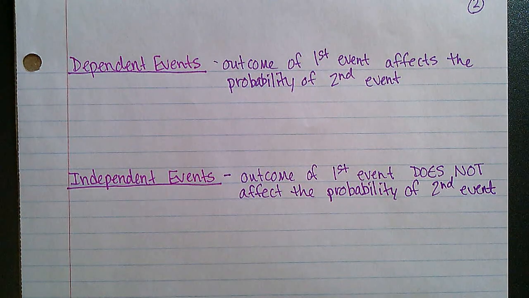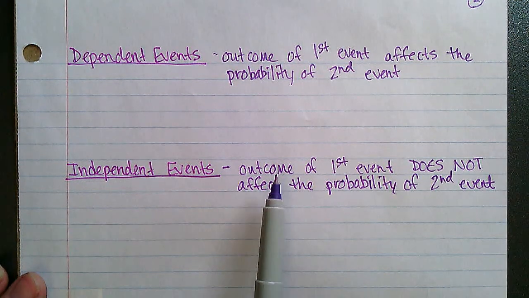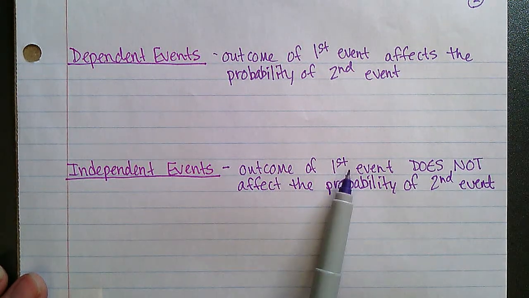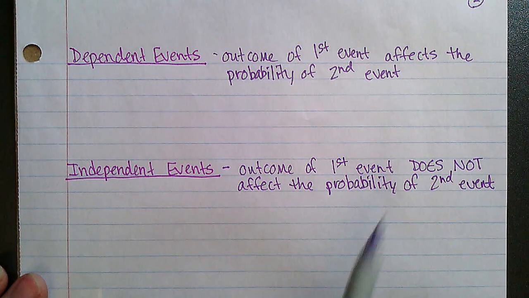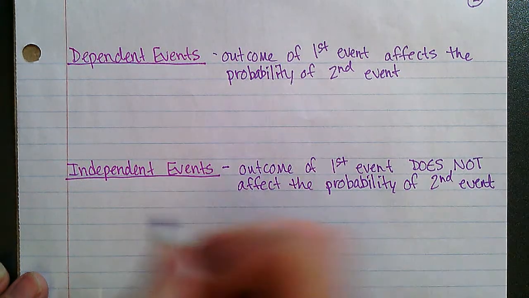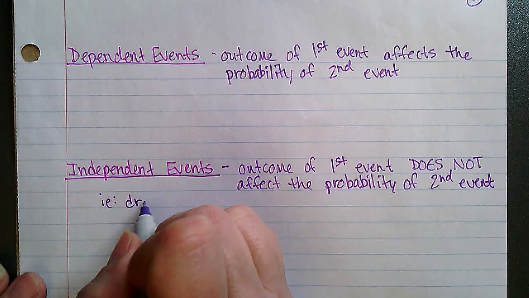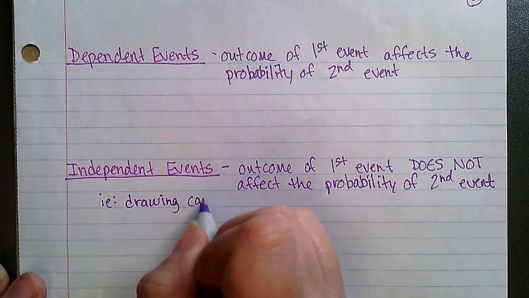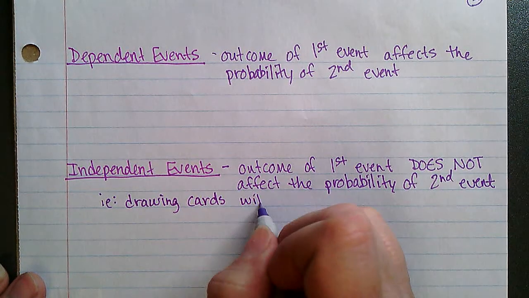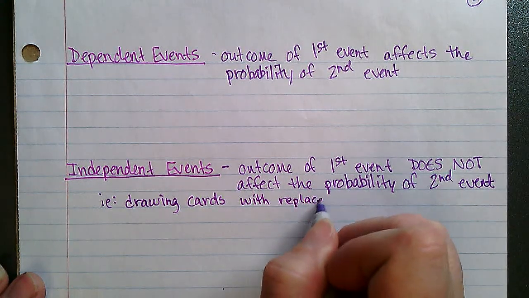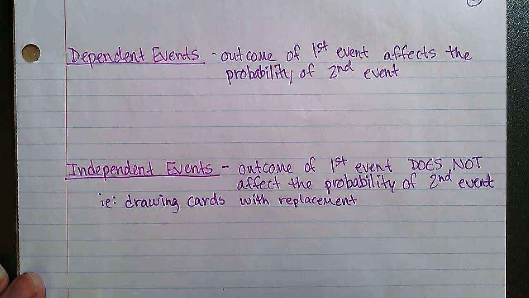So if I am drawing cards out of a deck and I put the first card back before I draw the second card, then it's like resetting the problem. So if I'm drawing a card and I put the card back, then the first event does not affect the probability of the second event. So this would be, for example, drawing cards, and we call that with replacement, because I'm replacing that card.